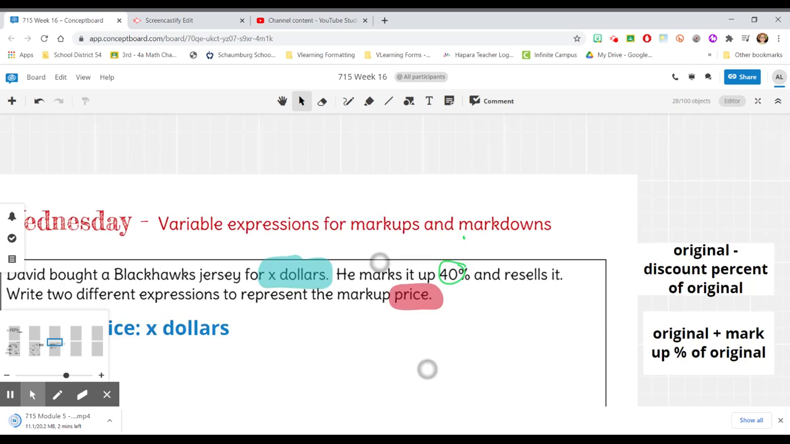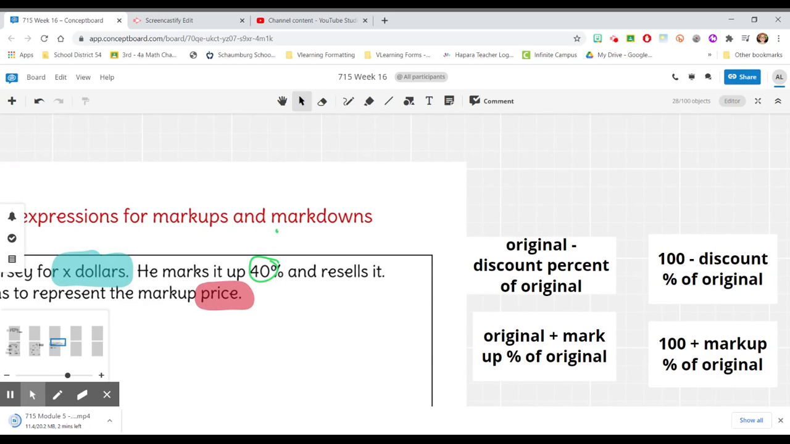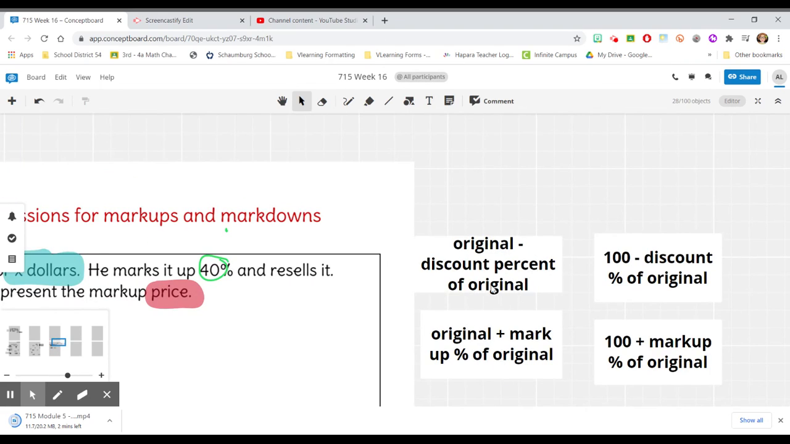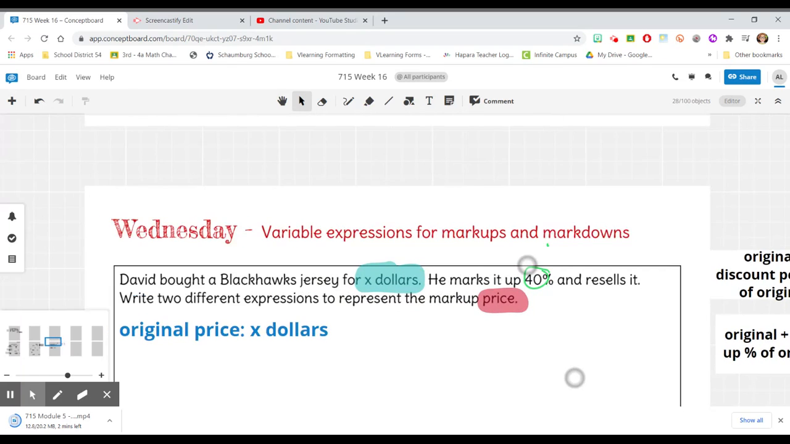Recall yesterday that we talked about the two different methods for markups and markdowns. You can either take the original and add or subtract the discount or markup amount of the original, or you can take 100 and subtract the discount percent and then find the percent of the original, or 100% and add the markup percent of the original. That is something that we use to help us when we don't know the price of something.